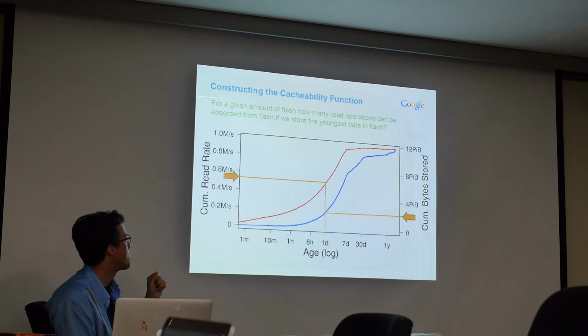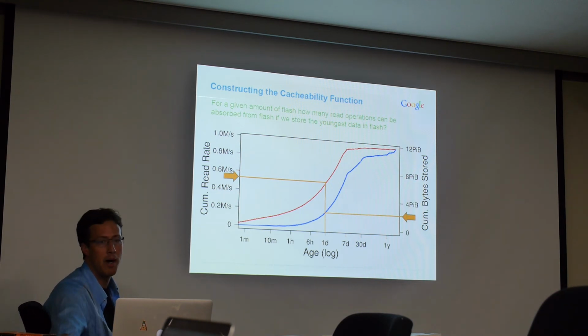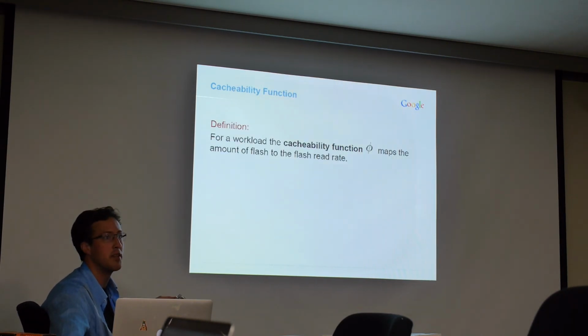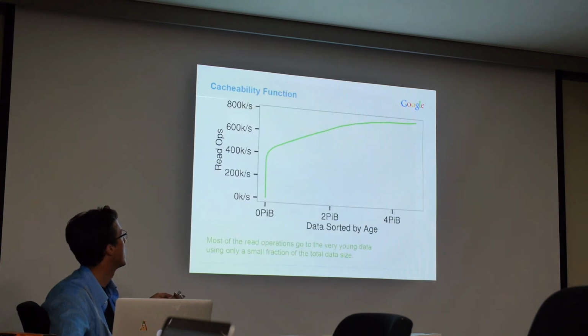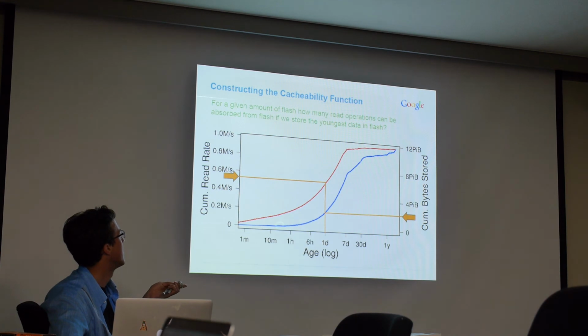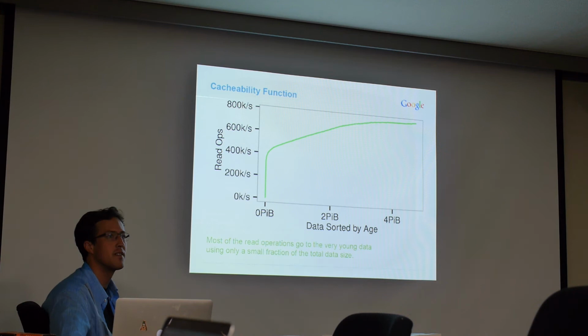And so, yeah, these two attributes, we combine them into a single cacheability function, which is plotted here. It's a parametric curve of this and this. This is the x-axis and this is the y-axis to get you this.